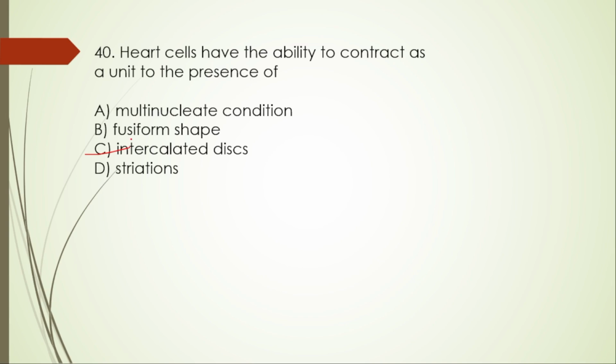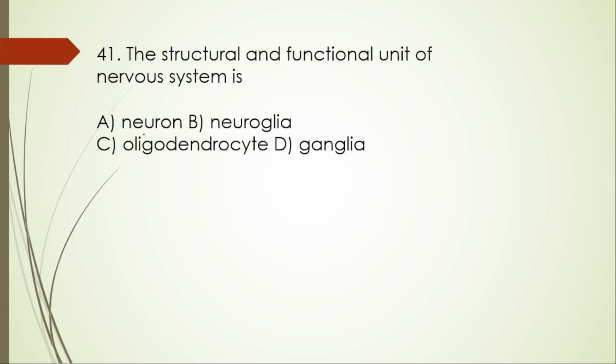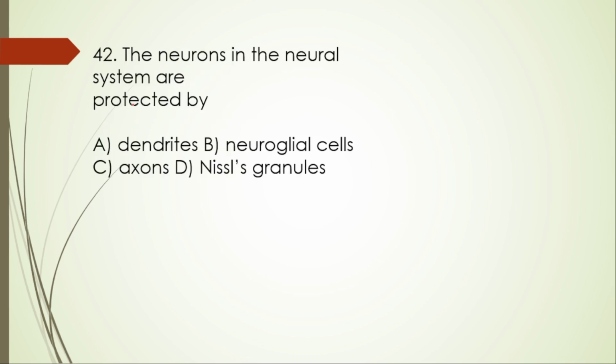Gap junctions, as I said, act like tiny tunnels between the cells, and desmosomes are the strong mechanical junctions that hold the cells tightly together, preventing them from pulling apart during the intense stress of the contraction. So this is the main part where they work. Next, 41. The structural and functional unit of the nervous system is the neuron. Nerve cell also you can say.